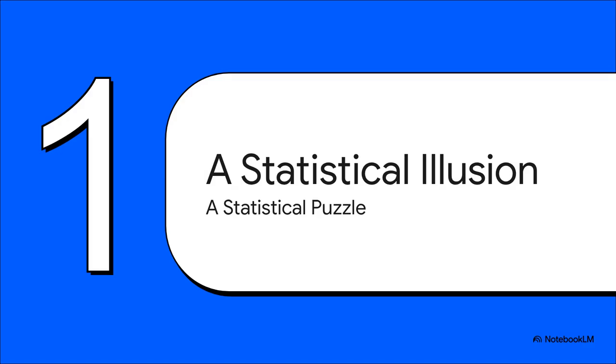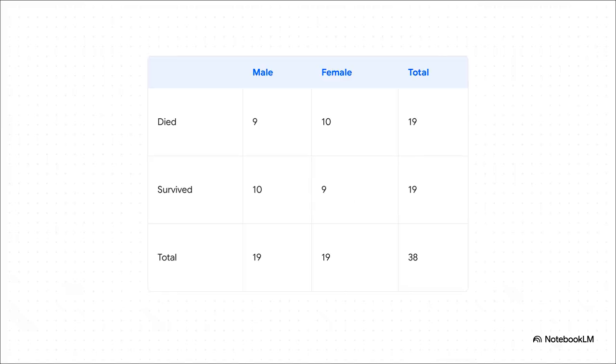To really get our heads around this, we're going to walk through a little statistical puzzle. It all starts with one of the most famous datasets in history, but we're going to look at it with a twist. Okay, so here's our first table. It's a tiny snapshot from the Titanic, just 38 passengers. You can see it's split by gender and whether they survived. We've got 19 males, 19 females.